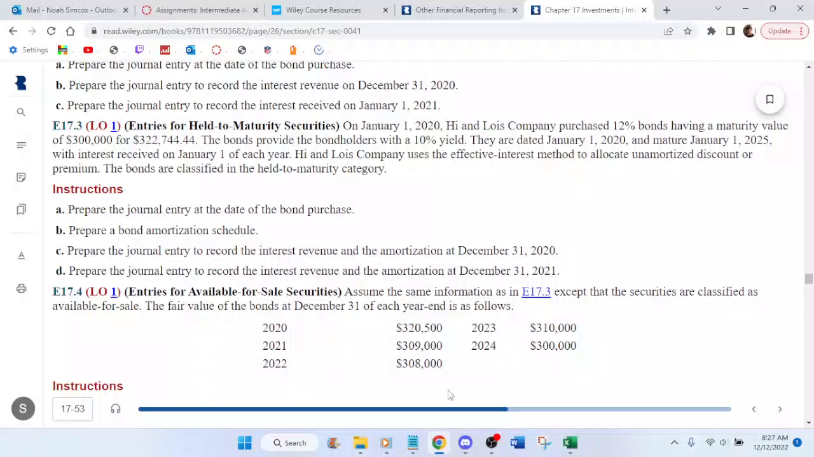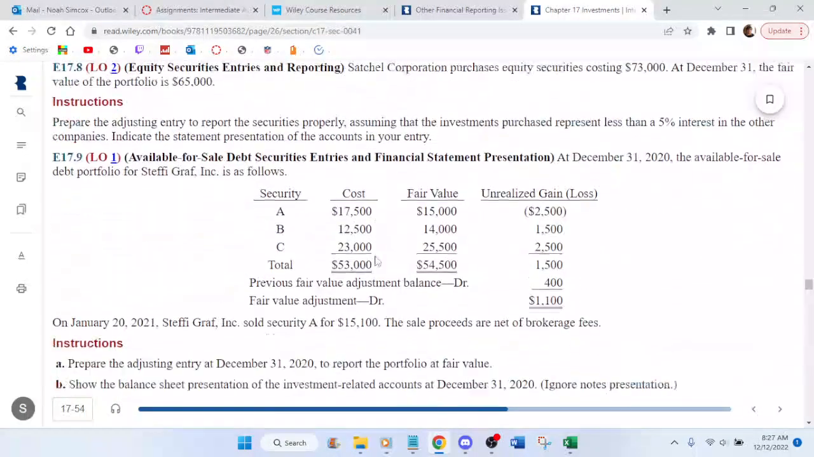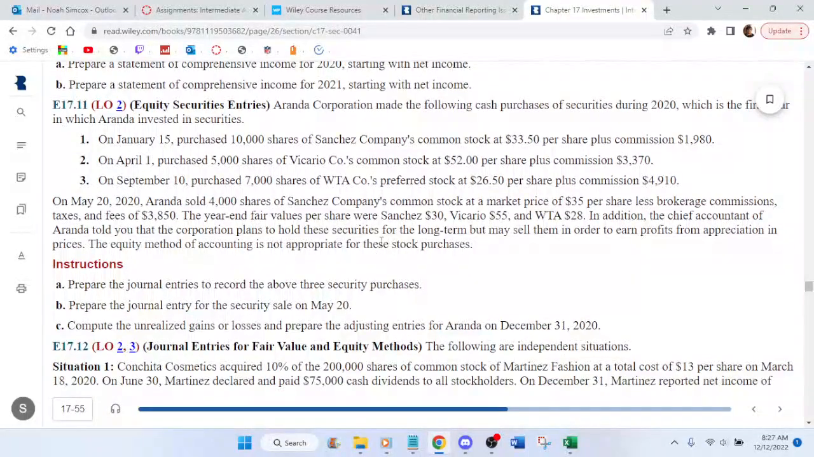Now on to 17.11. I need to double check that it's correct. I did it correctly. This is the perfect time for this to happen. Perfect.